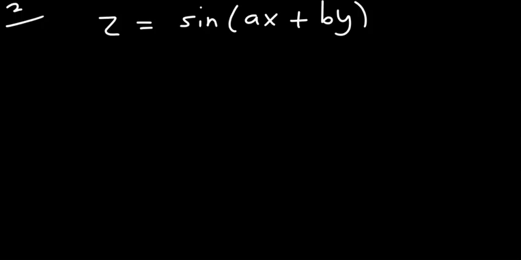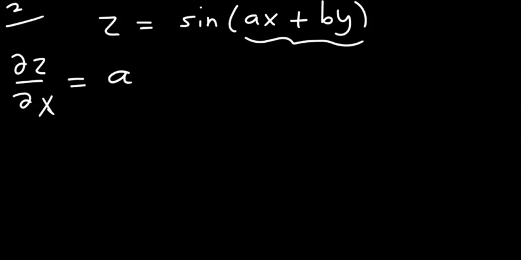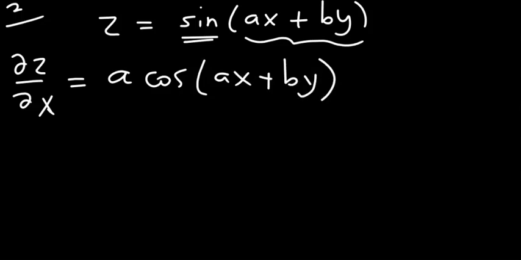What about this function? Let's calculate the partial derivative of z with respect to x. So in this expression, a is a constant and b is a constant. Since we are evaluating the partial derivative of z with respect to x, the second term in the argument for sine is a constant. So when you differentiate the argument with respect to x, you get a. So write that in front, and then differentiate sine with respect to x, you get cosine, and write the argument, ax plus by, and that's the answer.